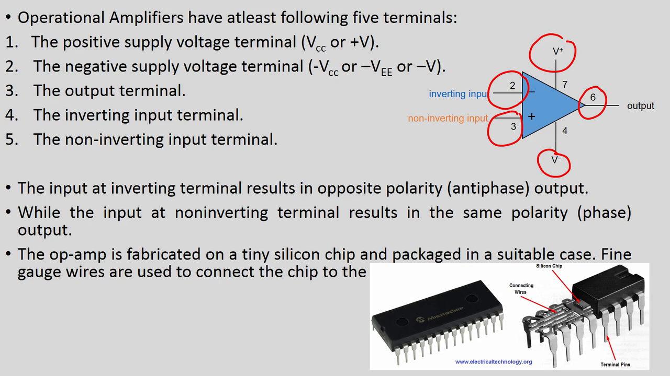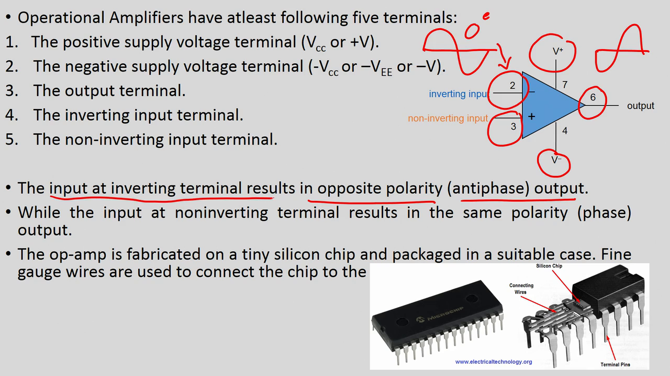Now, the input at the inverting terminal results in opposite polarity. That means if I apply a voltage with a phase which, let us say, I call 0 degree, at input 2, that is the inverting terminal, we can see a voltage at the output with a phase change. So, opposite polarity or anti-phase output when you have the input at the inverting terminal. This we all remember. What was next?